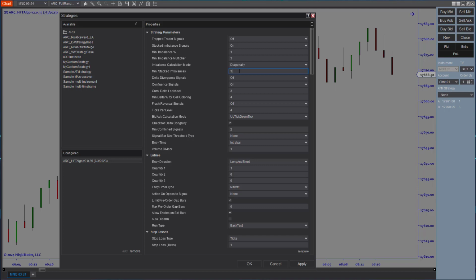Now I'm going to come back to that in a second, because if you're looking at it going, well, 3 stacked imbalances on 3 ticks in MNQ is nothing, you are absolutely correct. There's a setting for that. So we're going to leave this set to 3, and I'll come back to that.